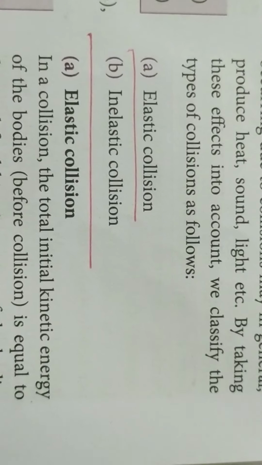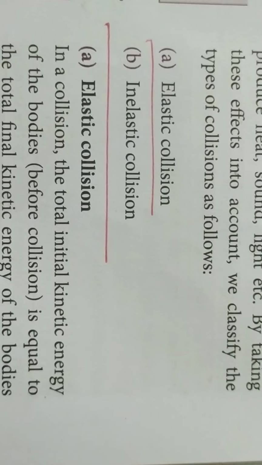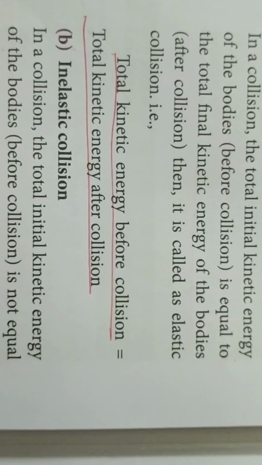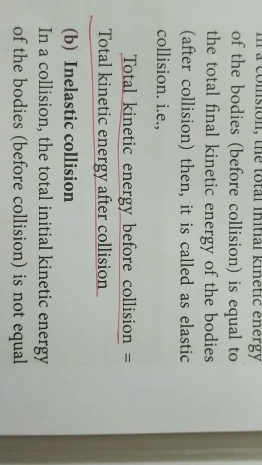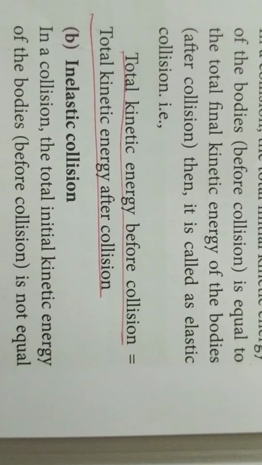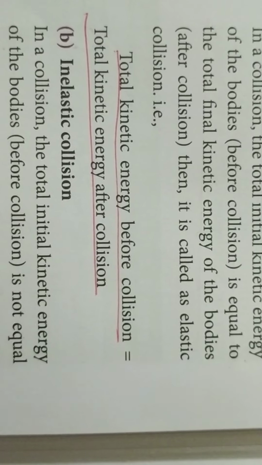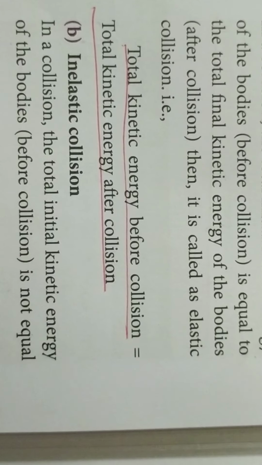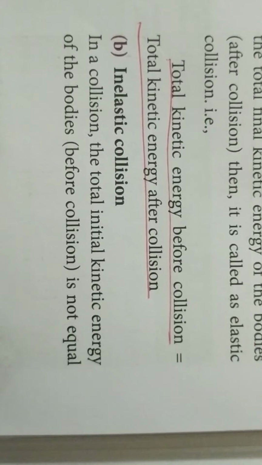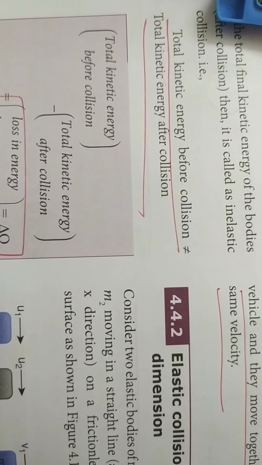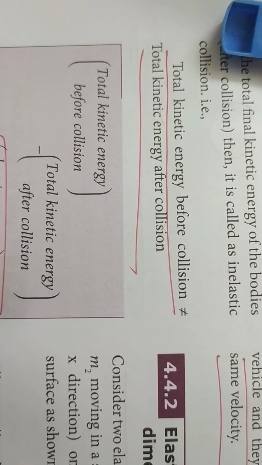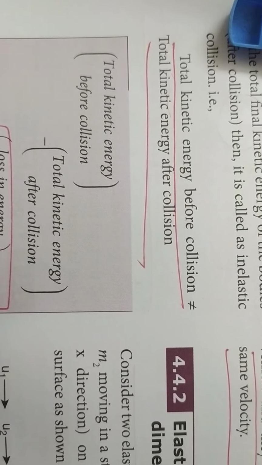There are two types of collisions, elastic collision and inelastic collision. In elastic collision, the total kinetic energy before collision must be equal to the total kinetic energy after collision. Suppose you throw an elastic ball at the wall, it will bounce back, so the kinetic energy before and after collision remains the same. Whereas in inelastic collision, it is not equal. In inelastic collision, the total kinetic energy before collision is not equal to the total kinetic energy after collision.